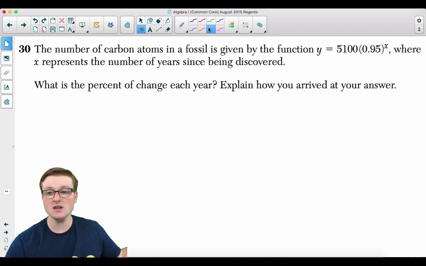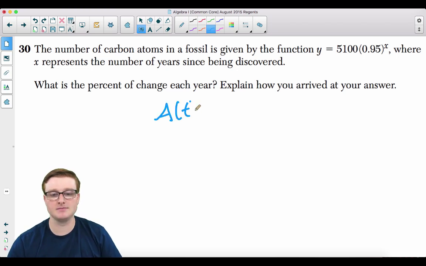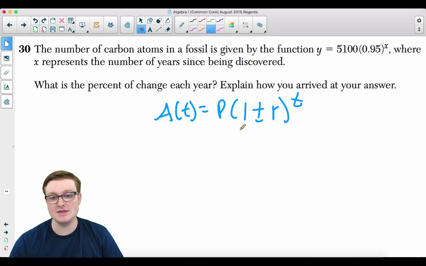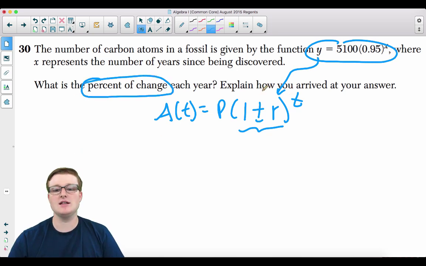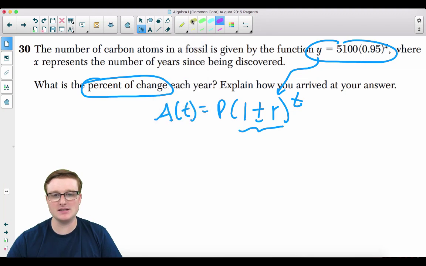So, make sure that you drill this formula into your head. A of t is equal to the principal times 1 plus or minus the rate raised to the t power. This, ladies and gentlemen, is what we need. Because this is in the form of that right there. It's asking you what is the percent of change. This, inside these parentheses, represents the percent of change.